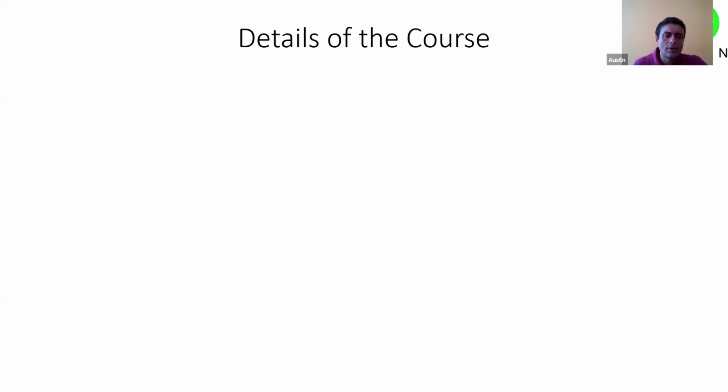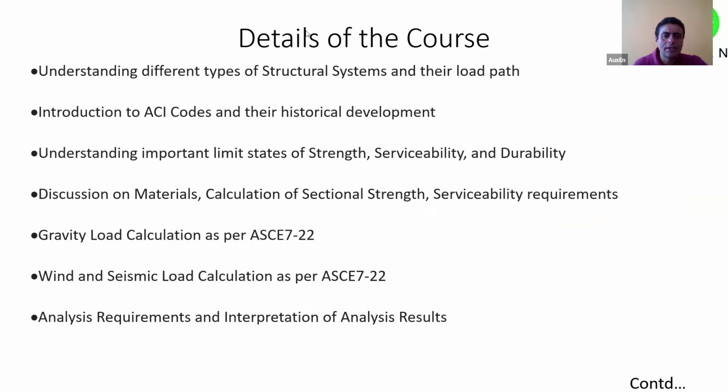So we'll begin today in this session. We'll begin by understanding the structural systems and their load path. And in today's session itself, we will be having a look at the historical development of ACI codes over the past 110 years. Then we will be looking into the different limit states of strength, serviceability, durability, etc. Then discussion on materials, calculation of sectional strength, etc. Then we will move to gravity load calculations as per the ASCE document.